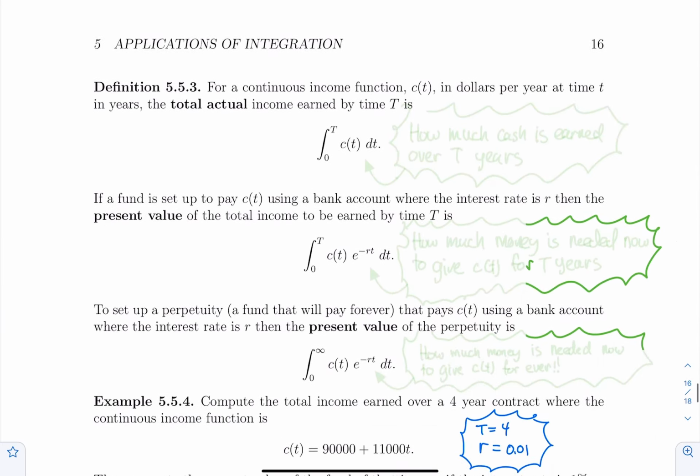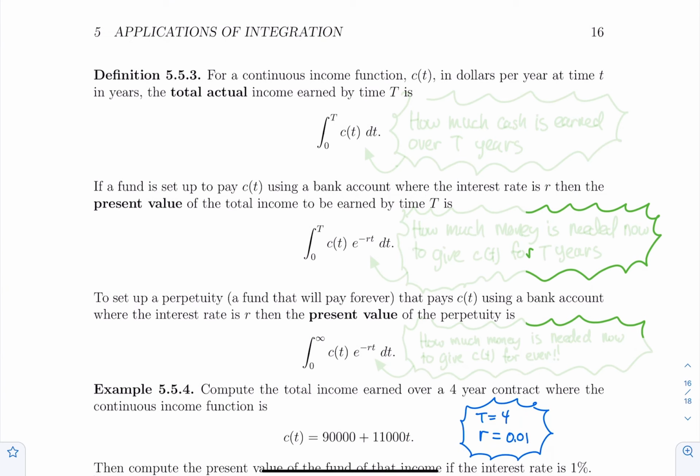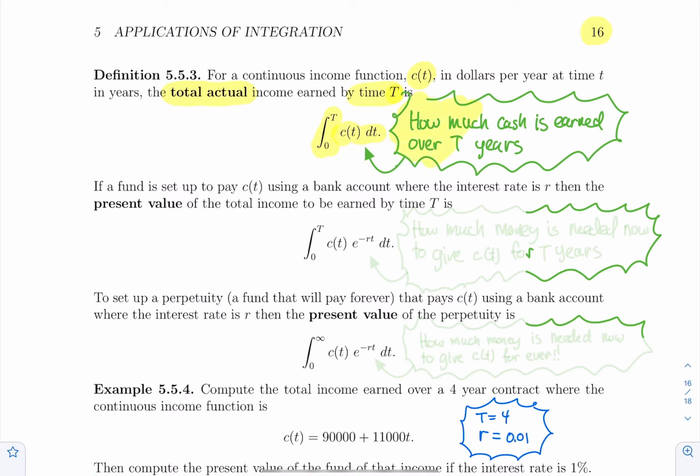So next definition. Suppose again we're dealing with a continuous income function, C(t) in dollars per year at time t in years. Suppose we want to compute first how much cash is earned over T years if you're receiving this continuous income function. Well, this is going to be given by the following integral. The integral from 0 to big T of C(t) dt is how much cash is earned over T years. So if you're receiving this stream of income for T years, this is what you get.